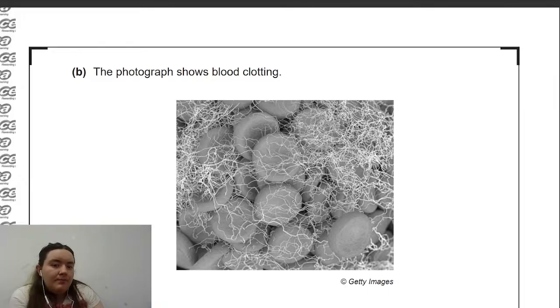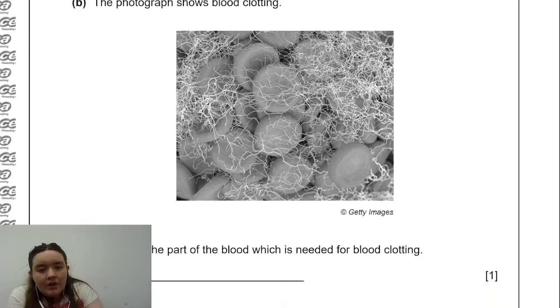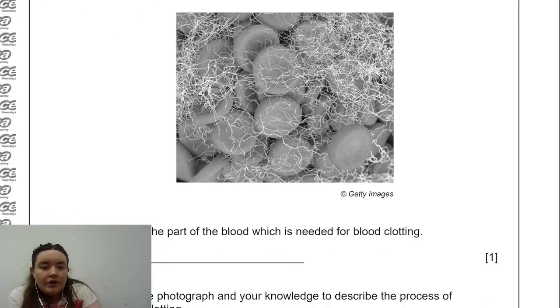Okay, so photograph 2 shows us blood clotting. Name the part of the blood which is needed for blood clotting. Well, I mentioned earlier the four constituents of human blood being red blood cells to carry oxygen, white blood cells for immunity, plasma for dissolving things and transporting things, and then platelets, which are used for blood clotting. So platelets.